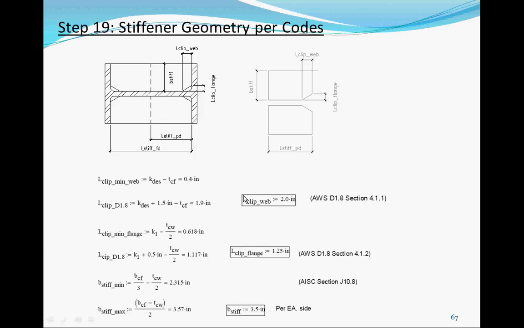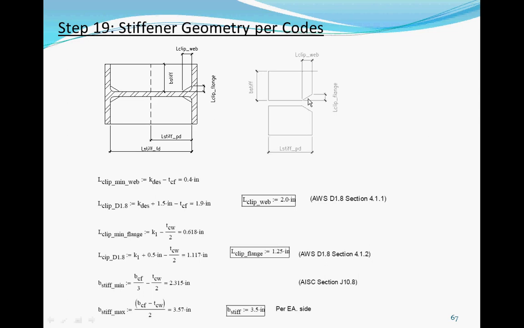But let's go through all the different clips for now. For D1.8, there's a requirement that you take the clip from the K design. This is from the manual. You see there, they give you dimensions for different columns. You add 1.5 inches and you subtract out the thickness of flange. So this one's 1.9 inches. So we say let's clip this 2 inches.